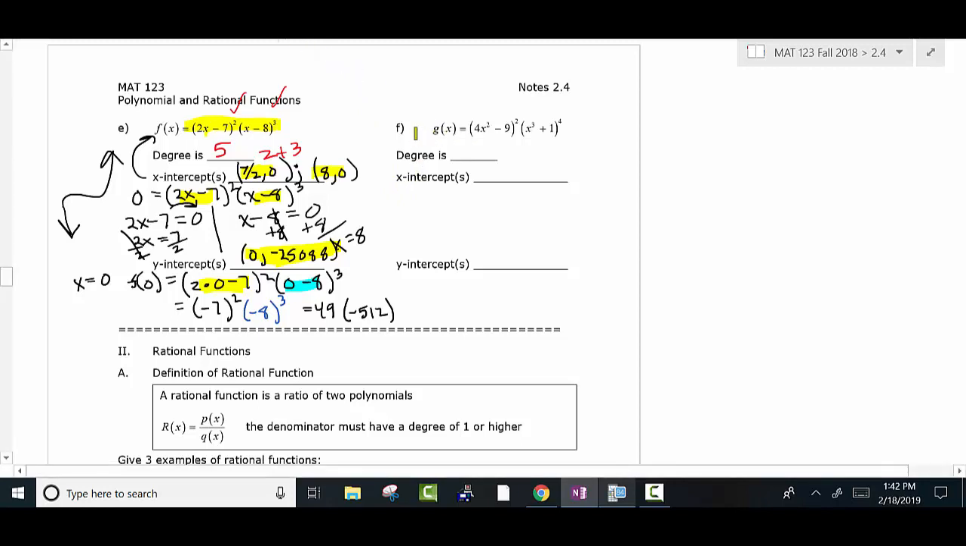Okay, let's look at this next one here. Can you guys tell me what the degree is? You got to be careful on this. I'm just curious if anybody can do that. No, that's what I was thinking that you might do. That's not right. Okay, here's what you got to do.